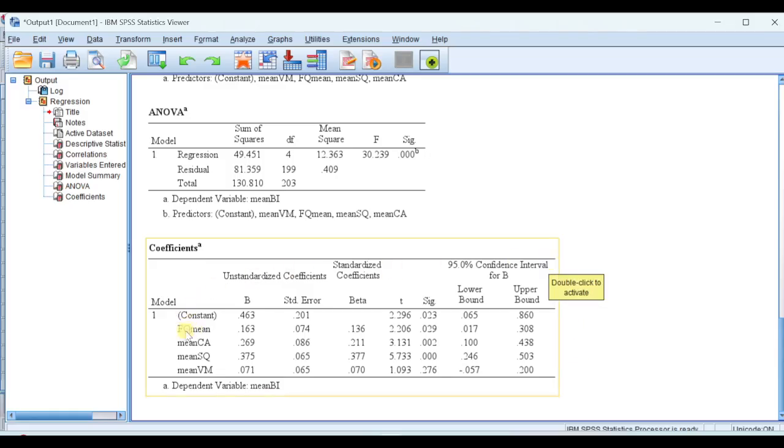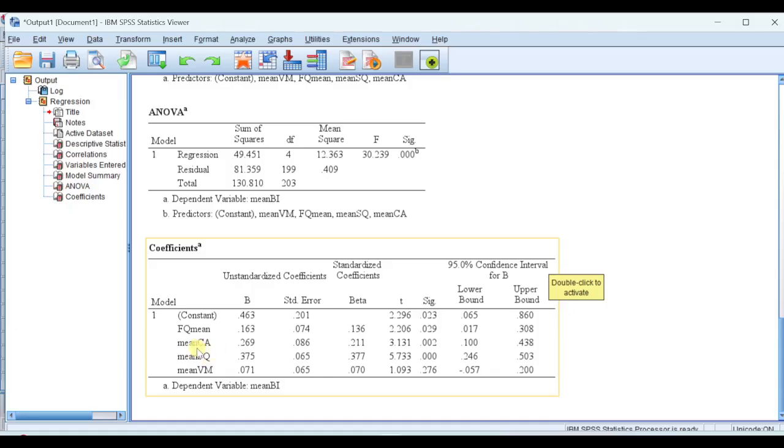Let us see for food quality. So the beta value, unstandardized coefficients. Remember that in regression, we always report the unstandardized coefficients. So that means for every unit change in my food quality, the behavioral intention will also positively change by 0.163 units. For every change in my cultural authenticity variable, the behavioral intention will change by 0.269.